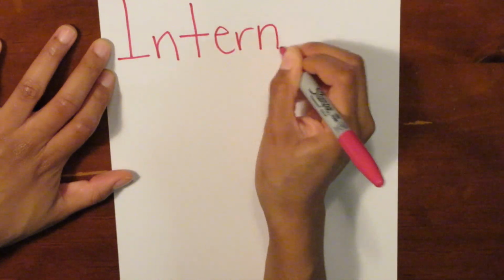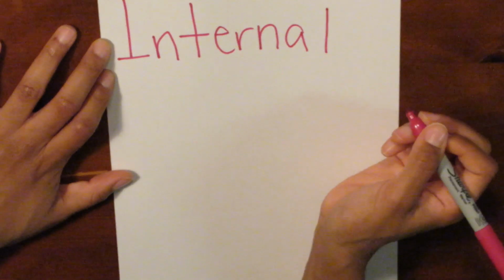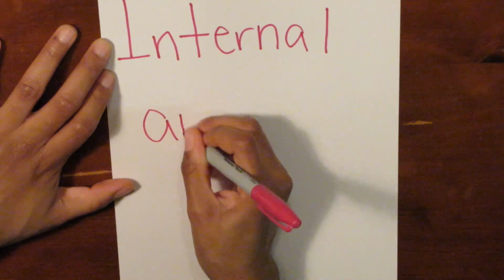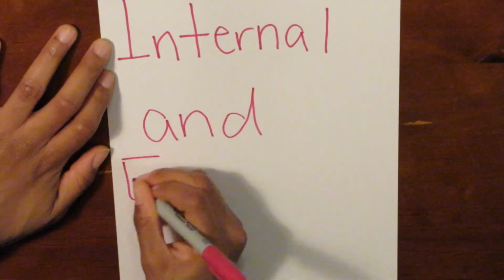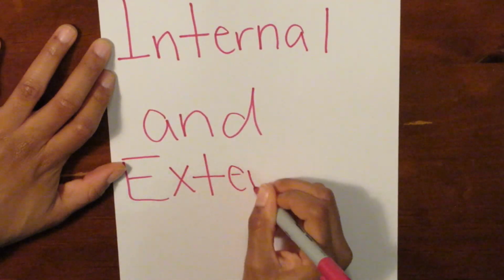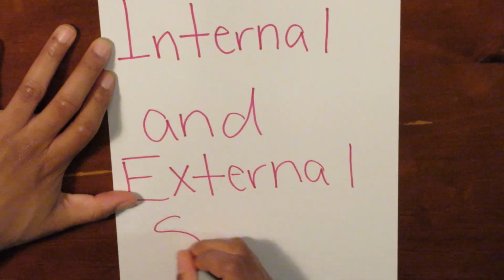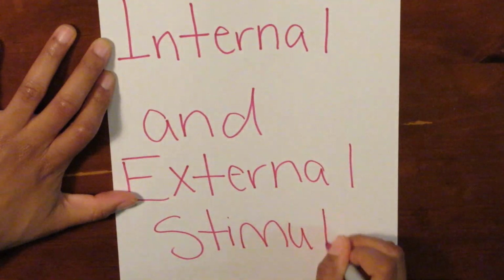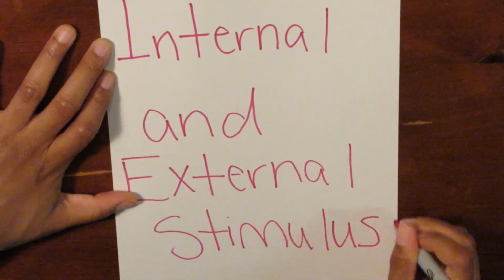Today we're going to be talking about internal and external stimulus in plants. Now we did talk about this with humans when we were learning about the human body, but now we have moved on to plants, so that's what we're going to be talking about today.